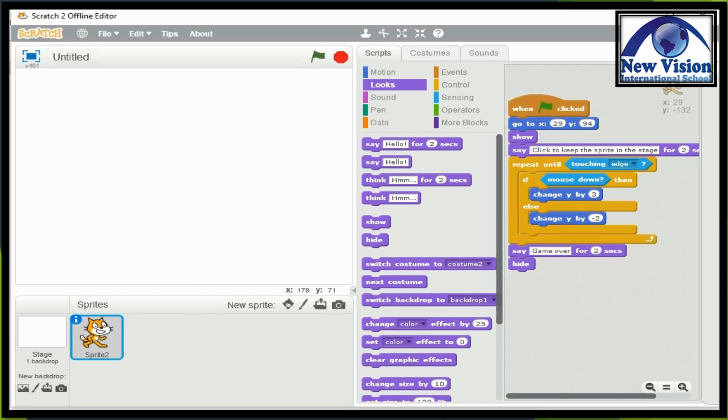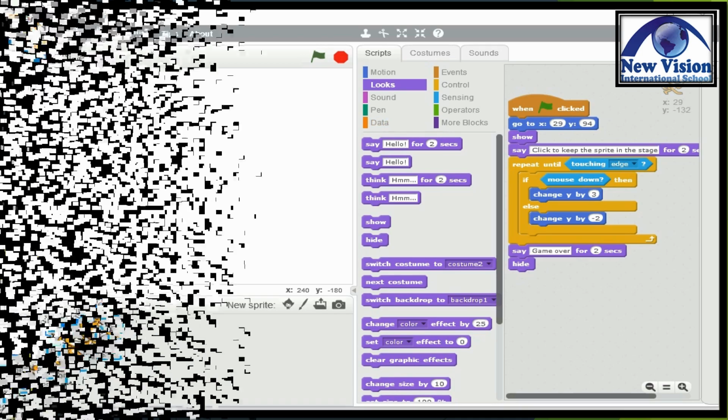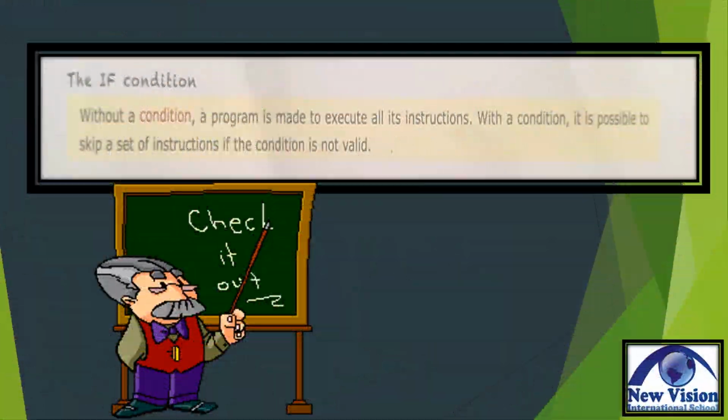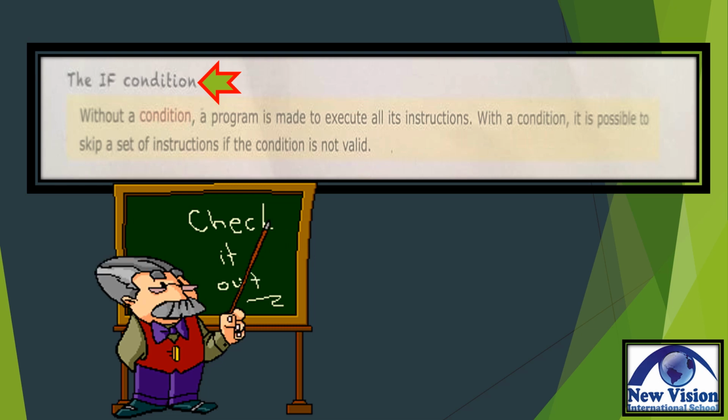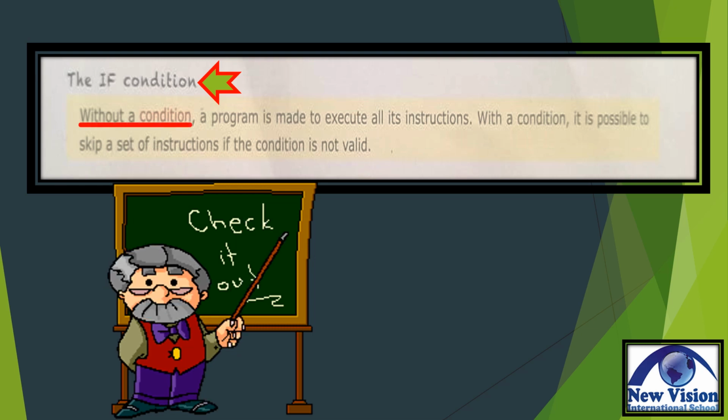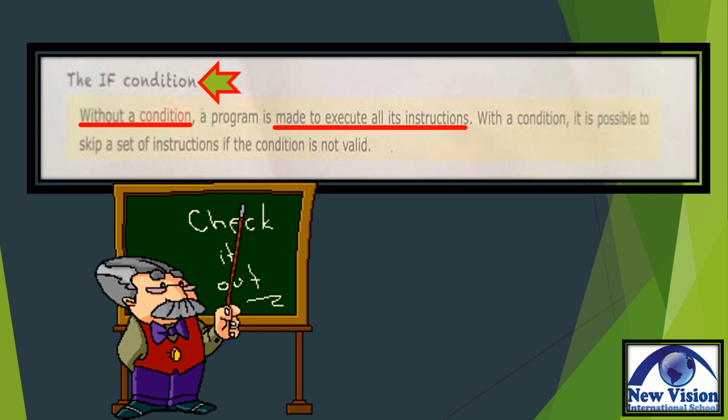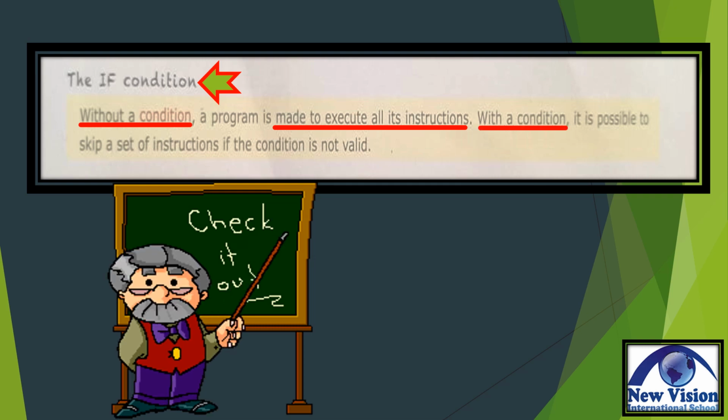And that's done. Lesson, the if condition, you should always remember the following. Without a condition, a program is made to execute all of its instructions. With a condition, it is possible to skip a set of instructions if the condition is not valid.